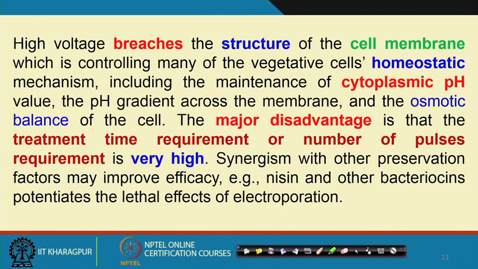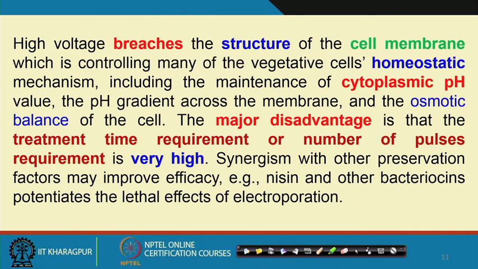So, the breach, that is the structural break of the cell membrane, occurs, and because of that the vegetative cells are not able to grow, because that is also affecting the homeostatic mechanism of the cell, as well as the cytoplasmic pH, pH gradient across the membrane and osmotic balance, all these are getting affected.